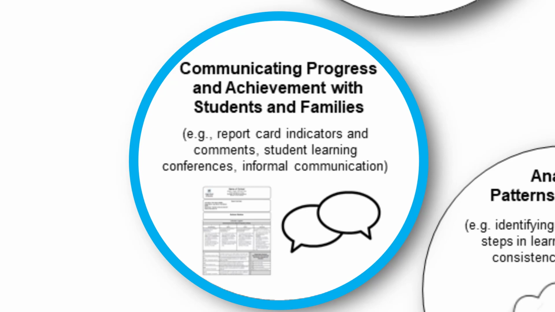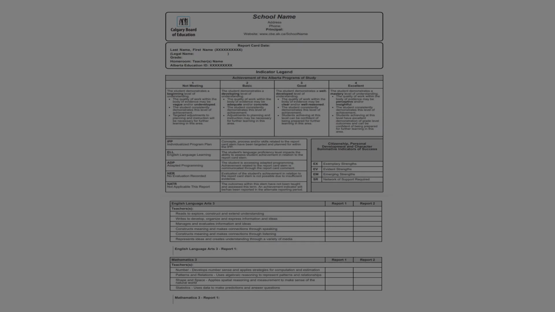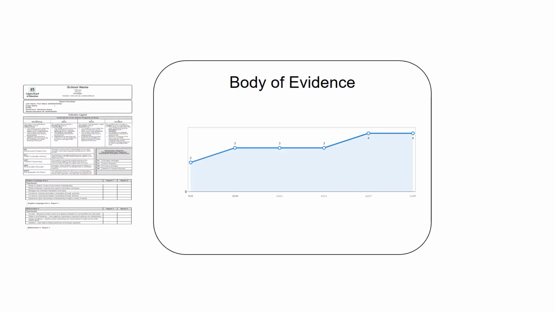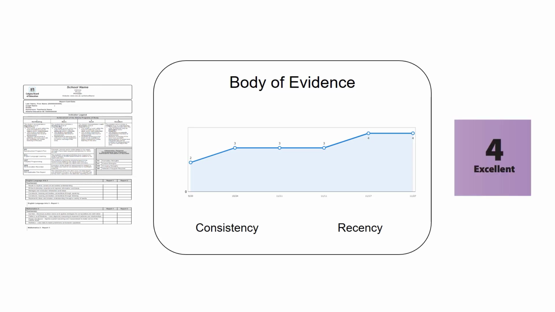expected and easily understood. At report card time, teachers look to the body of evidence and consider consistency and recency when writing report card comments and determining which achievement indicator most accurately represents the student's level of achievement.